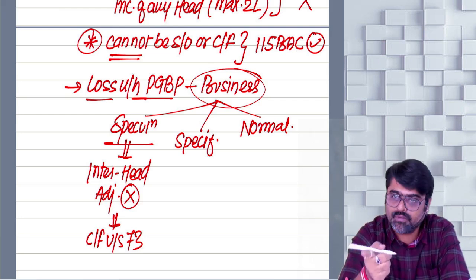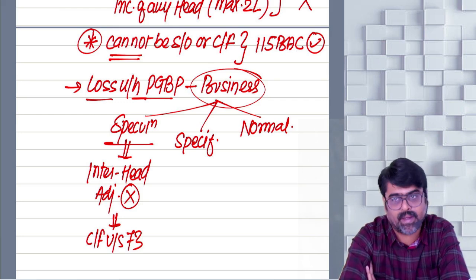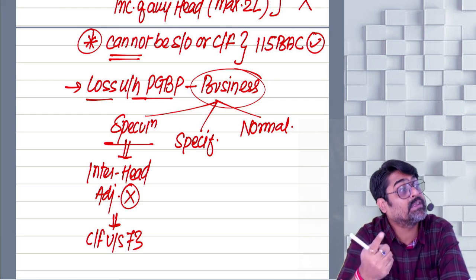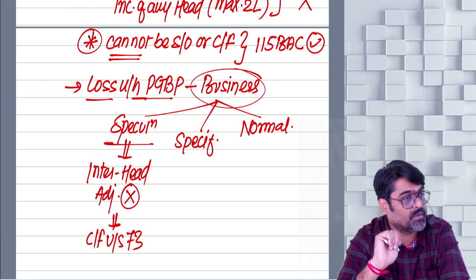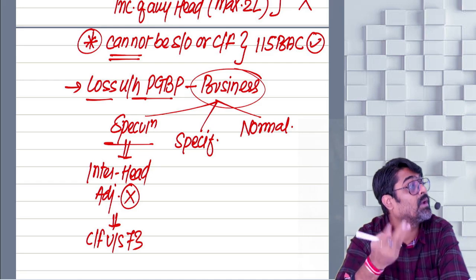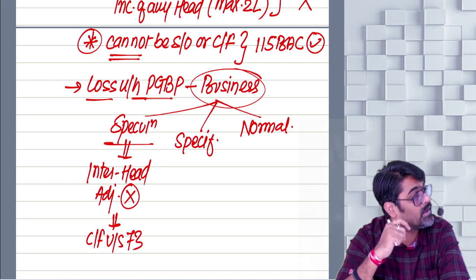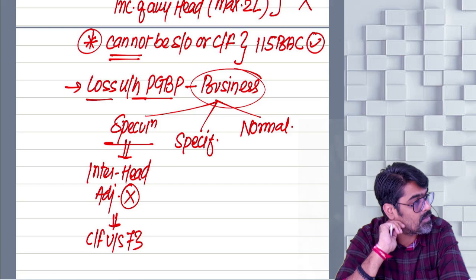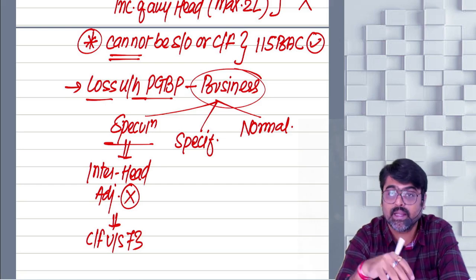So you set off the speculation loss within the PGBP head only against speculation profits. Under any other business under the head PGBP, we also don't allow it. So how can we allow it against other heads? Inter-head adjustment is not possible. It cannot be set off against income of other heads.